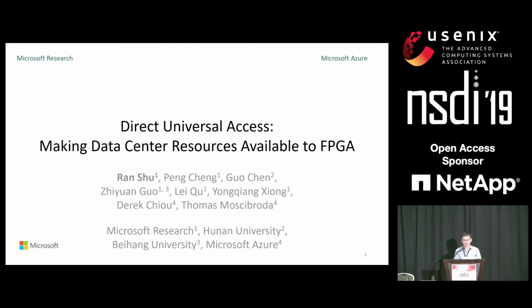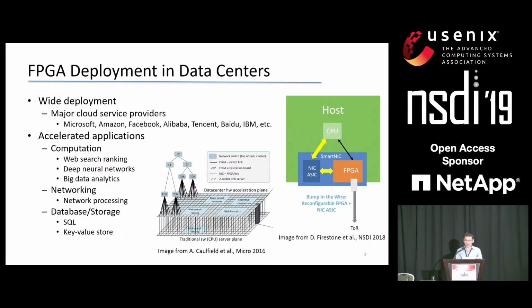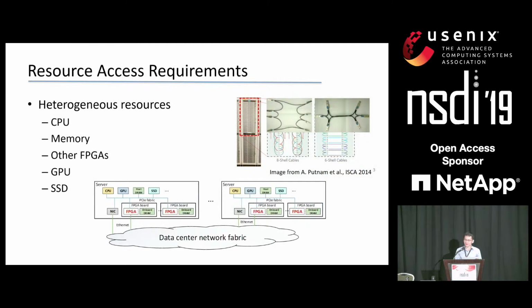Today I will talk about direct universal access, making data center resources available to FPGA. Currently, FPGAs are widely deployed in major cloud service providers, including Microsoft and Amazon and so on. They are used to accelerate many applications, including computation, networking, and storage. FPGAs need to access different types of resources, such as CPU, memory, other FPGAs, GPU, and SSD.